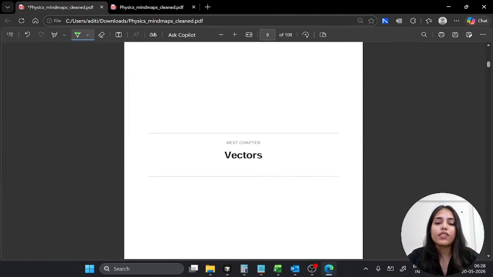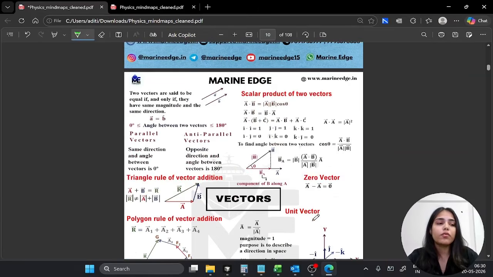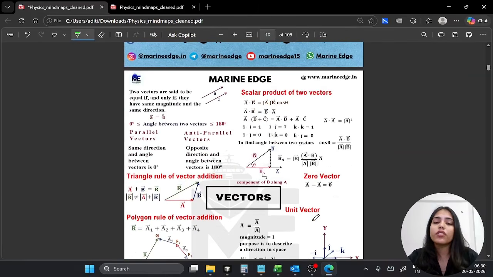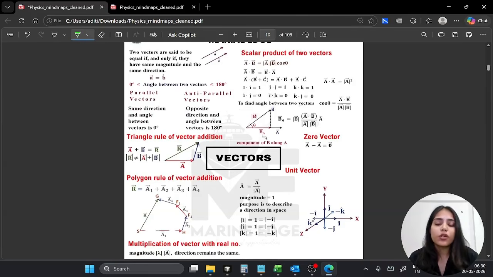Now, next we have vectors. So let's get started on vectors. Vectors are a very important concept because this is the basis of whatever further you will be calculating. Vectors are like addition and subtraction for physics. Two vectors are said to be equal only if they have the same magnitude and the same direction. Vectors are quantities which have magnitude as well as direction. Now, the angle between two vectors can only range from 0 to 180 degrees, right?